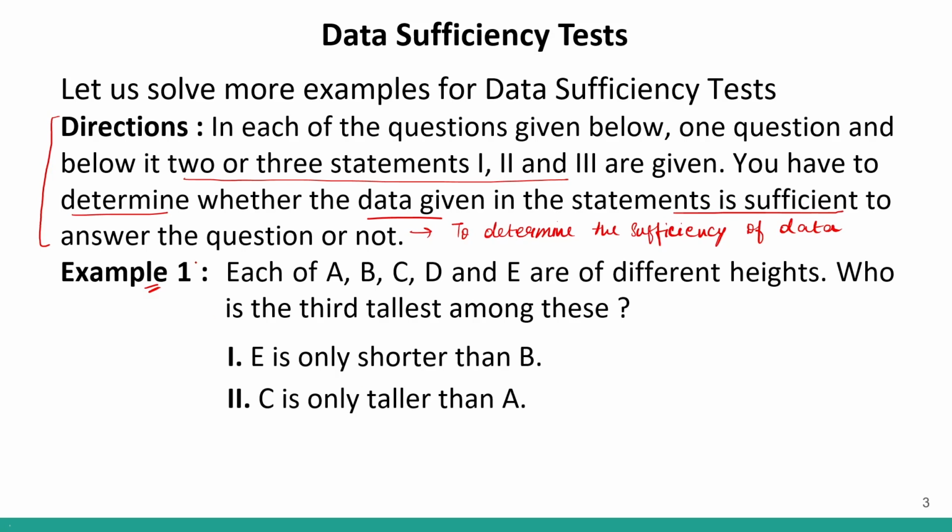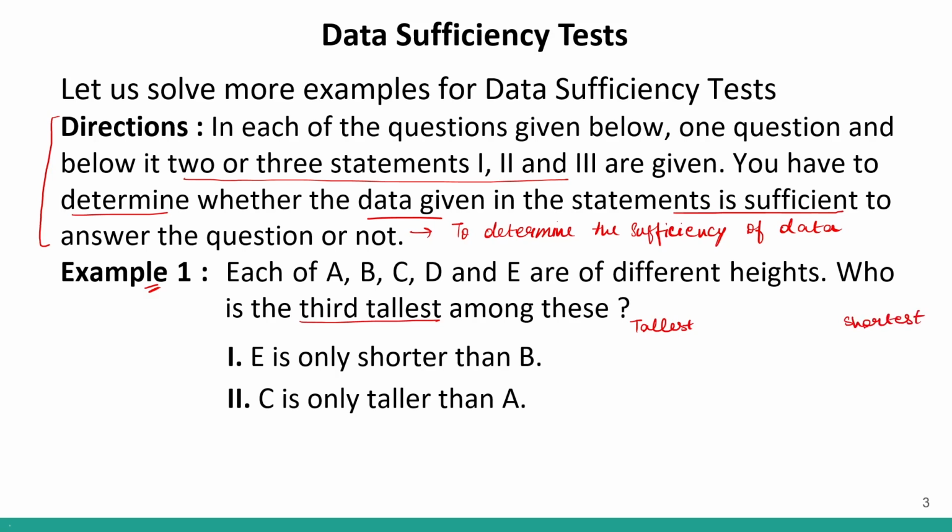Okay, now let us look at example number 1. Example number 1 says that there are 5 people, A, B, C, D and E, and they have different heights. We have to find who is the third tallest. So we have to identify the third tallest person. Now over here I am taking the tallest person and over here I am taking the shortest person.